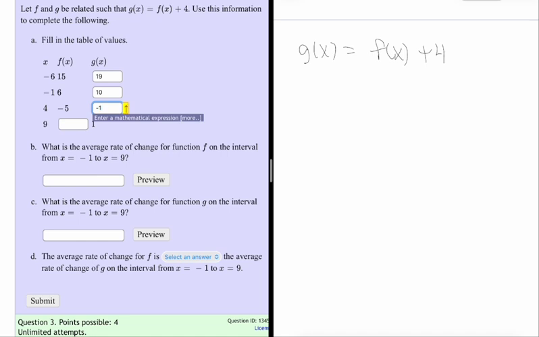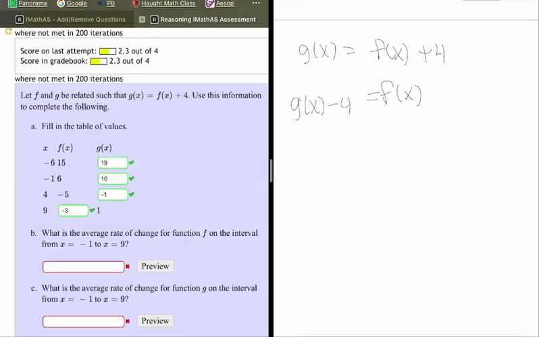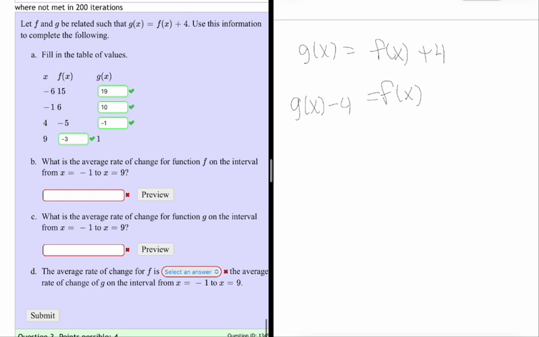Now to go backwards, think about going backwards. If I now know the g function, and I wanted to think about the f function in relationship to g, that would just be our g of x take away 4. So I have 1 there, take away 4 is negative 3. So that's what they're looking for in that first part.